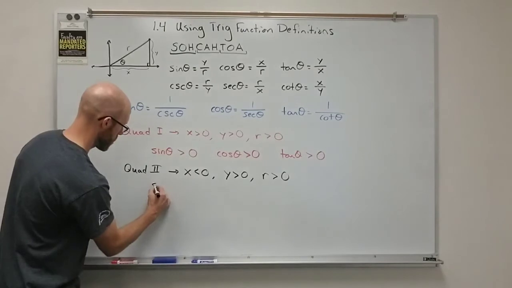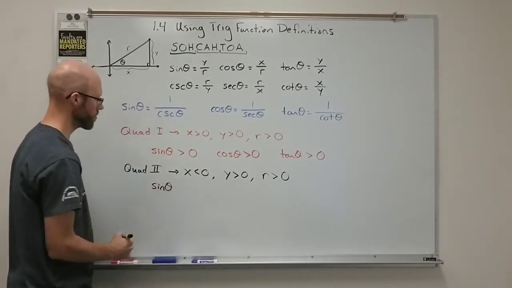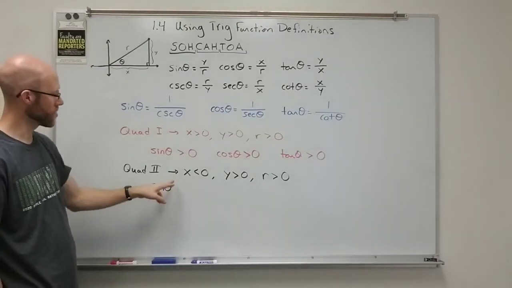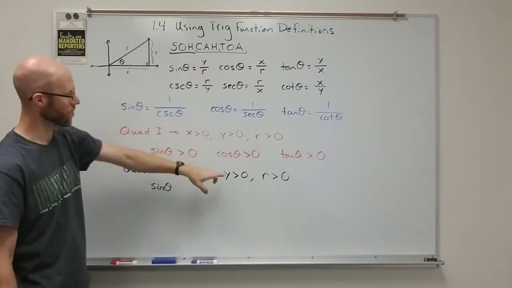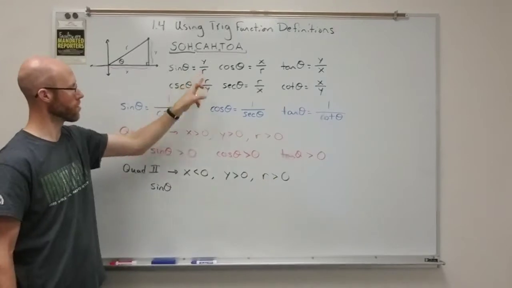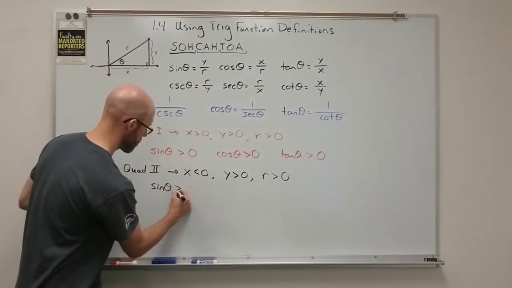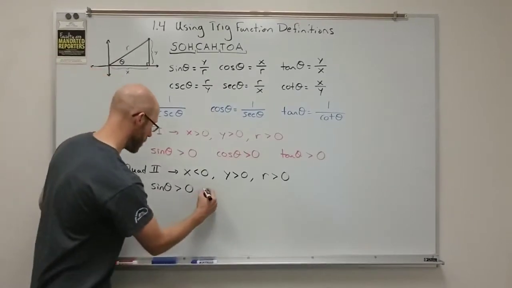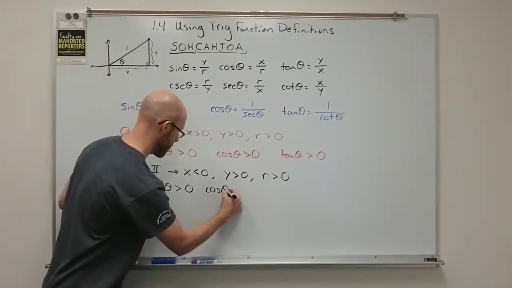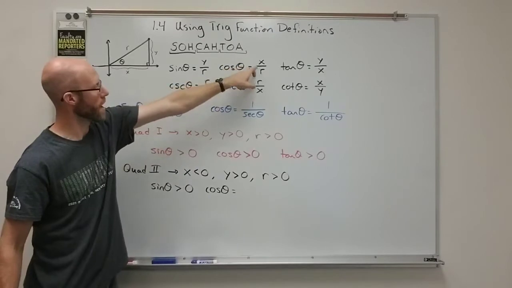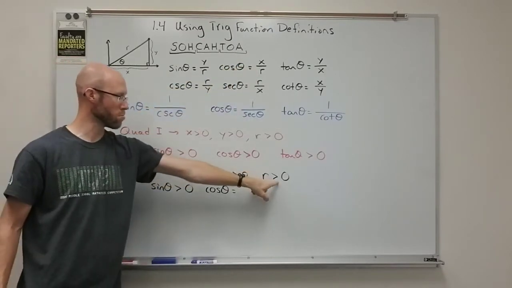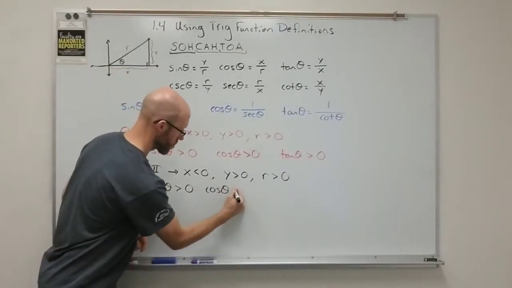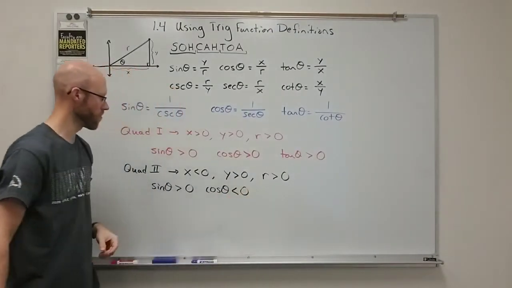So sine theta, well, the sign of the sine is going to be a positive over a positive, right? Y over r is positive over positive, which makes that positive. The cosine is going to be x over r, a negative over a positive. Negative over a positive is negative. So this is going to be less than 0.